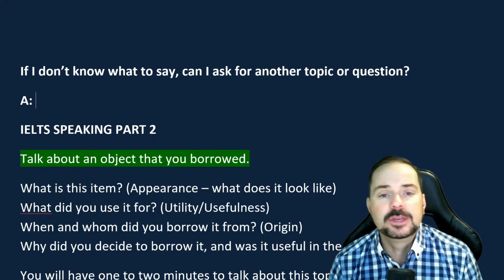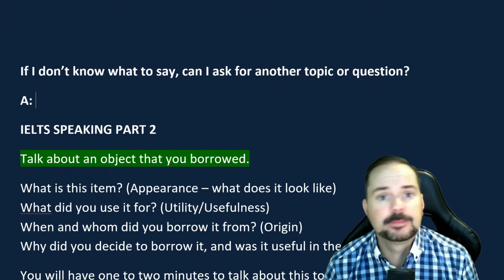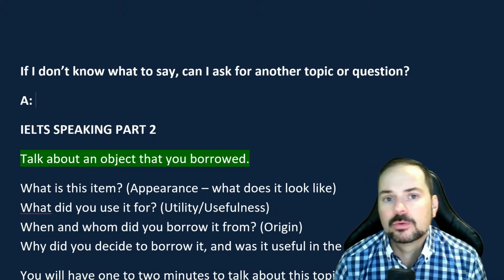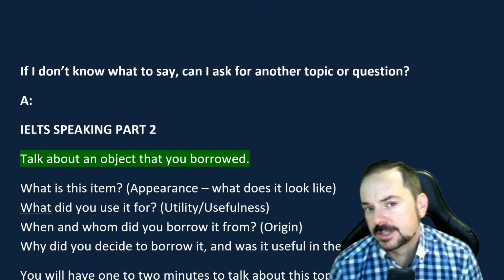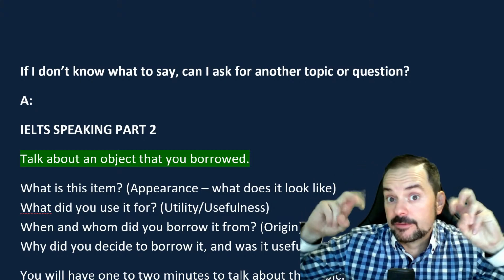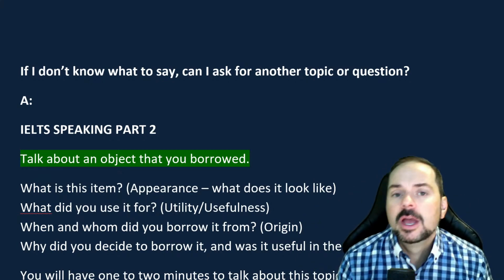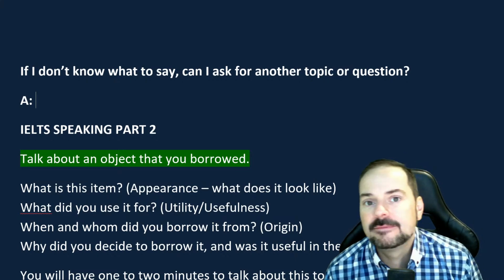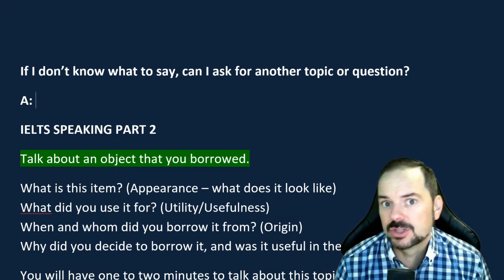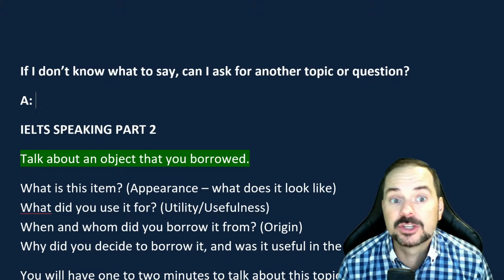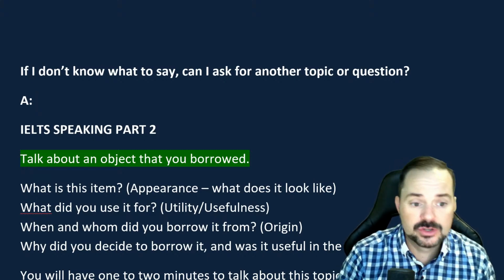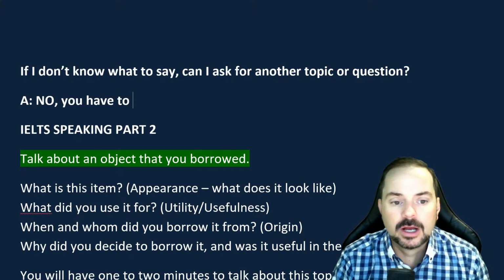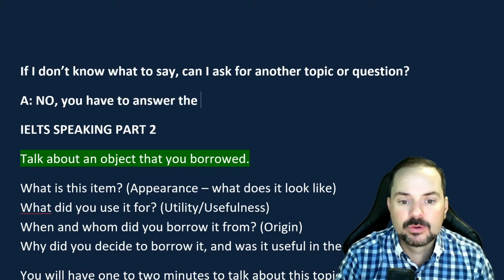So if you keep asking for a different card until you get the perfect card that you have the perfect story for, then how does that reflect your ability to use English, right? It doesn't, because then you're in the perfect situation for you. And that's not real life. In real life, you don't always have the perfect situation to use your English. You have to use the English in the situation, right? So the answer is no. You have to answer the questions given.